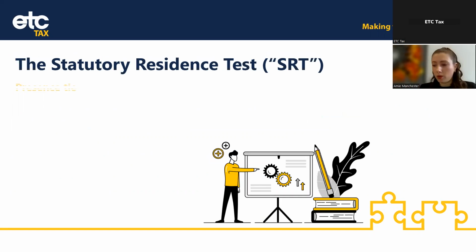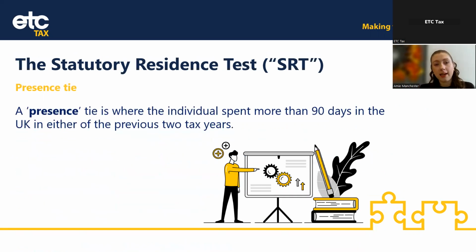That one's quite straightforward. Presence tie. So a presence tie is where an individual spent more than 90 days in the UK in either of the previous 2 tax years. A day of presence is where the individual is present at midnight. So as I mentioned earlier with my example of Friday morning to Sunday evening, although that is near enough 3 full days in the UK, actually that will only class as 2 days of presence in the UK. So it is important to make sure that the days are being counted correctly.